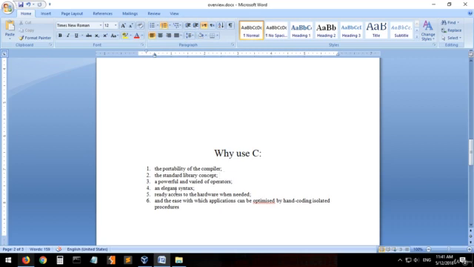That gives more performance. Now, a powerful and varied set of operators and elegant syntax, and ready access to the hardware when needed, because it is a fast language. So this is high level, but we can use it as low level, which is closer to the hardware, and the ease with which applications can be optimized by hand coding isolated procedures.